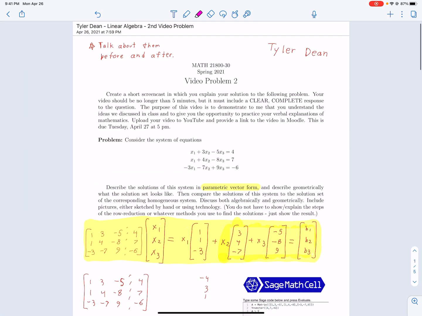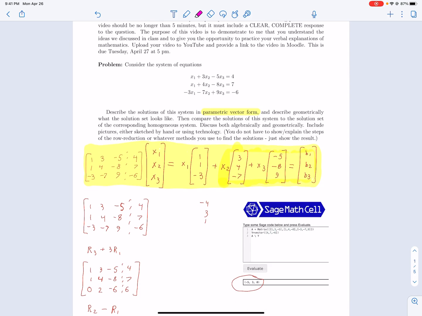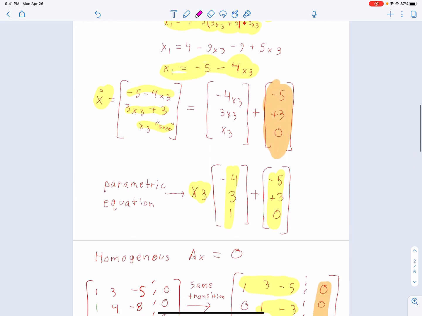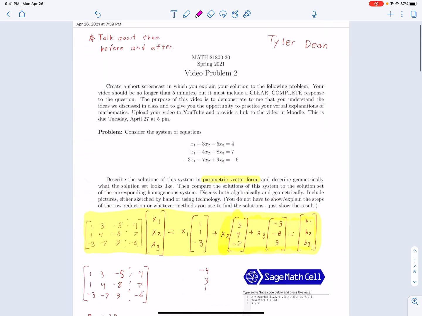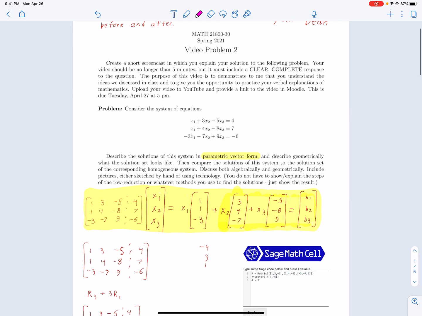So overall, comparing the solutions, they are the same using the matrix, parametric, and homogeneous forms. I think that's pretty much it. I discussed it geometrically and algebraically and showed my steps. I think that's it.